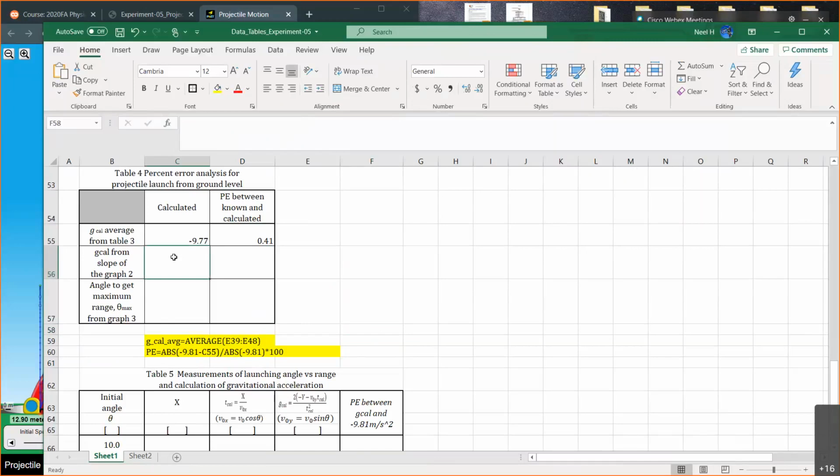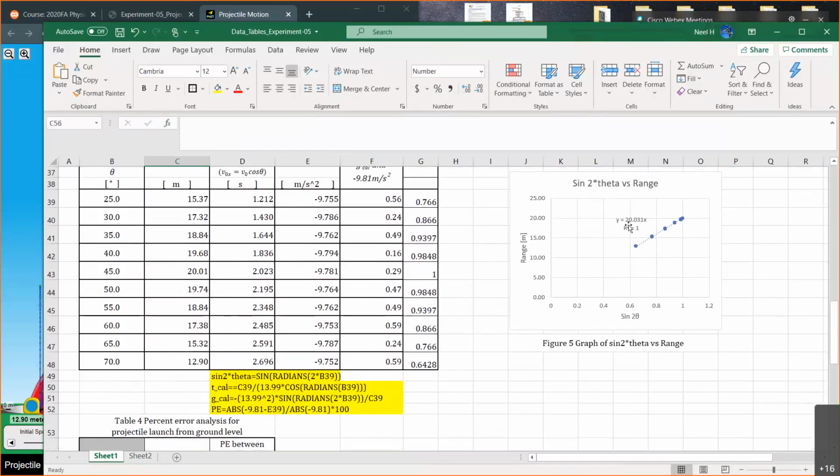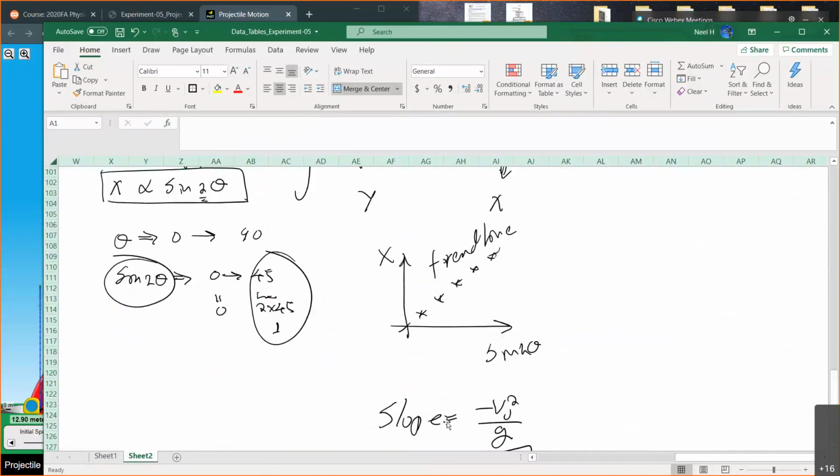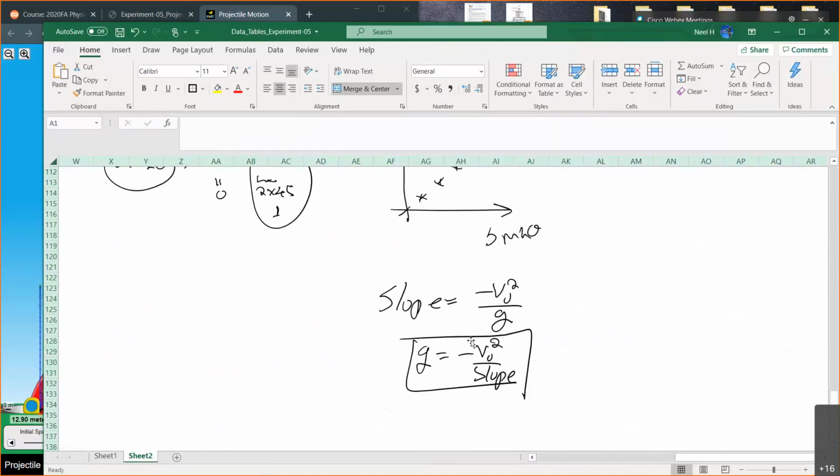All right, now let's take a look at how to calculate the g cal from the slope of the graph. Now I have the slope of the graph. Earlier in our equation, we discussed that the slope of the graph should be v0 squared divided by g. So g calculated from the graph should be negative v0 squared divided by the slope. That should be the g cal. Let's do that calculation.